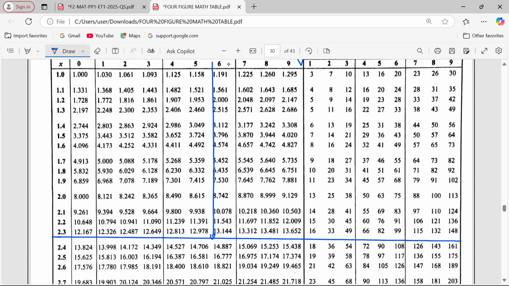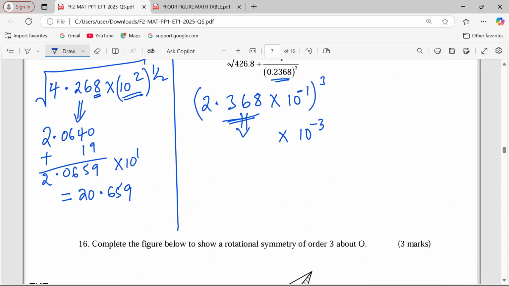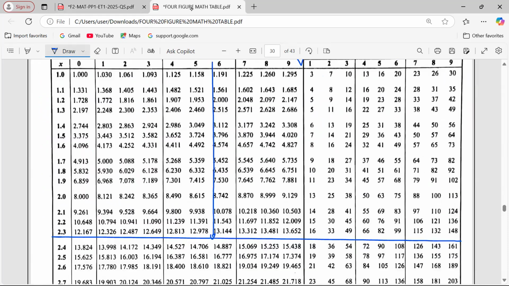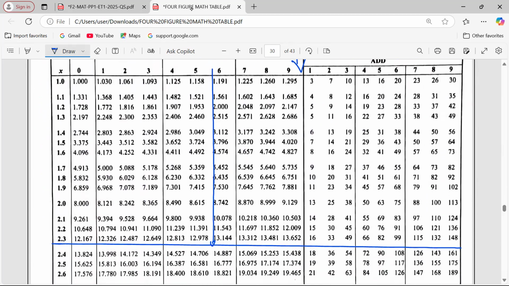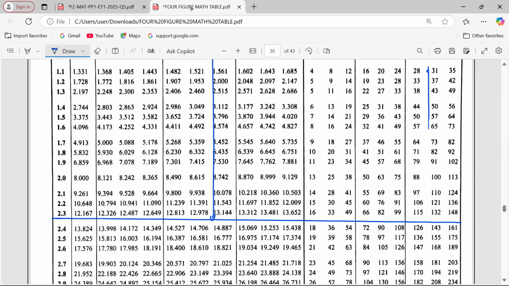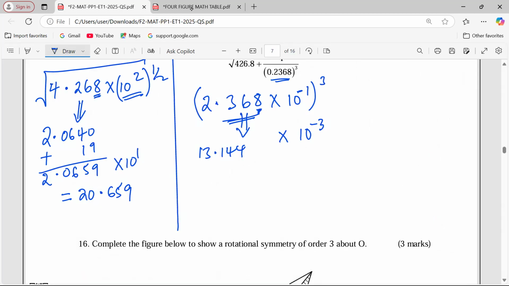So what are we getting there? 13.144. Then we'll be adding at the difference column, we add what is on 8. So where is 8? 8 is here. So I'm getting 132. So 132 at this point, 672.13. Then remember there is times 10 to the power of -3.